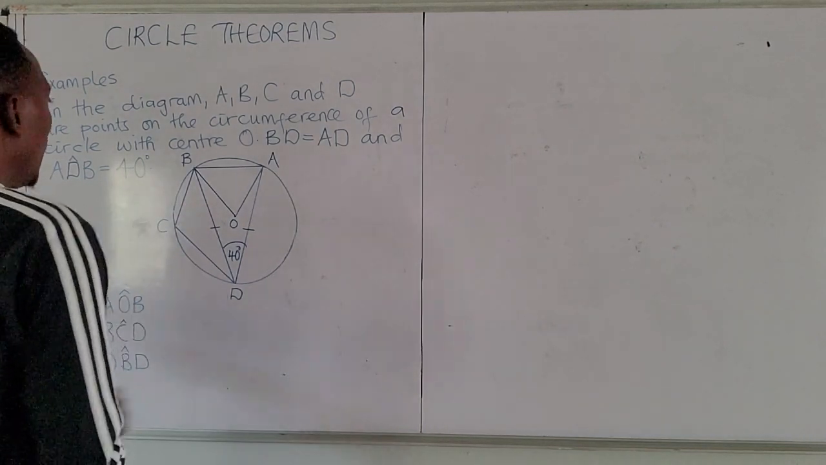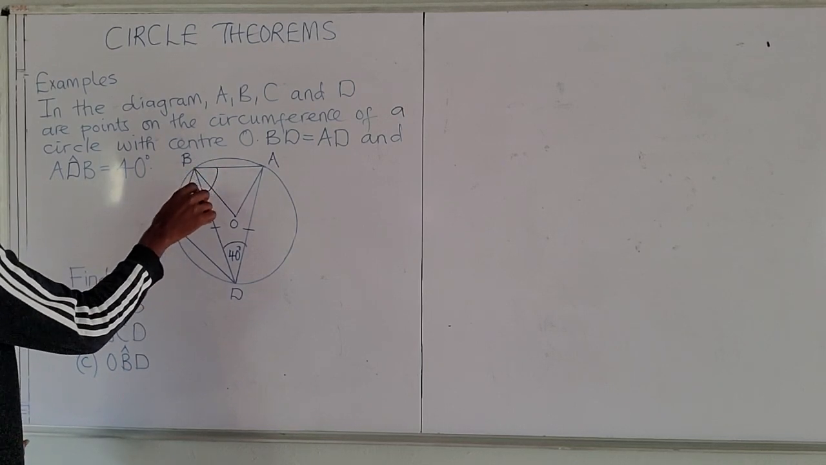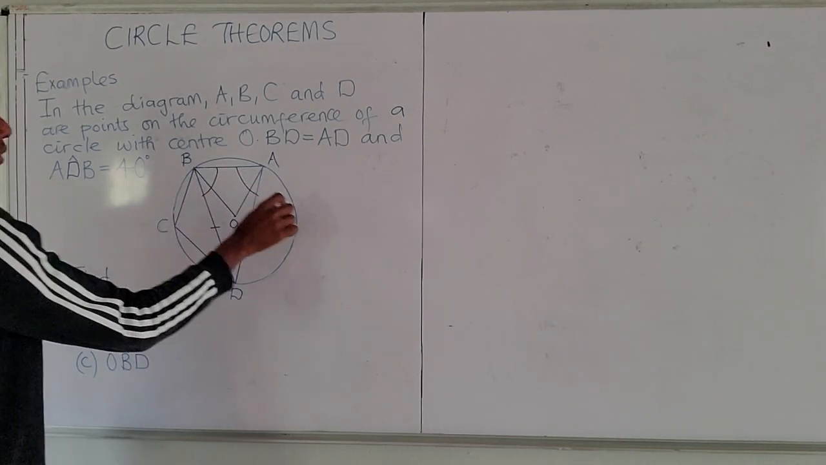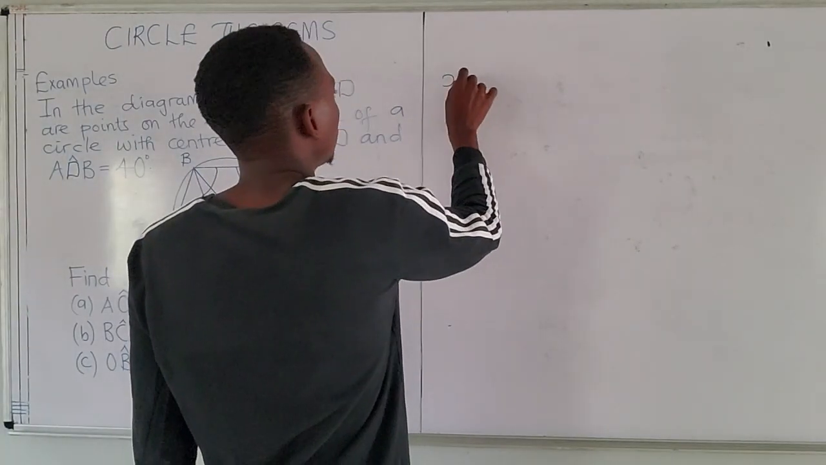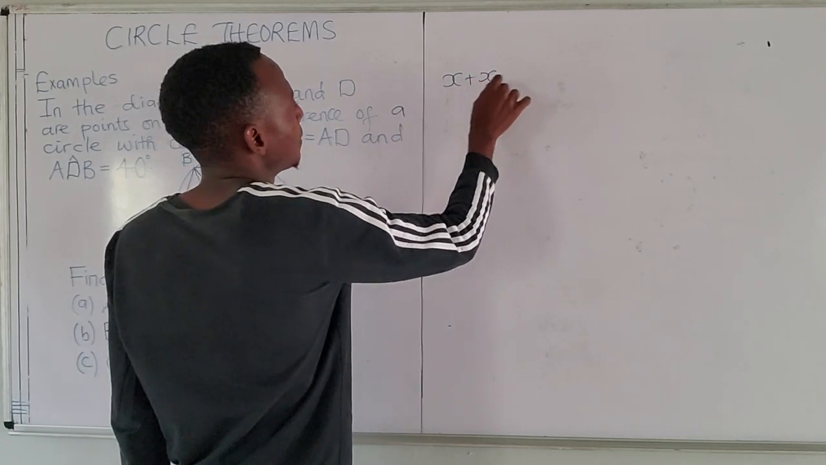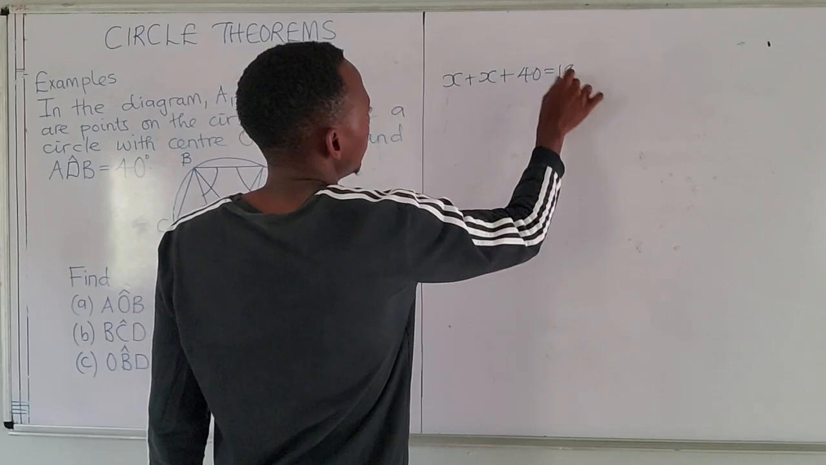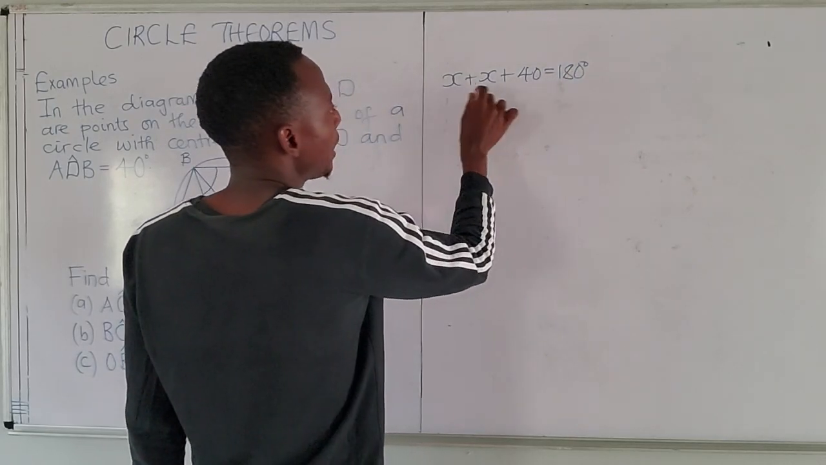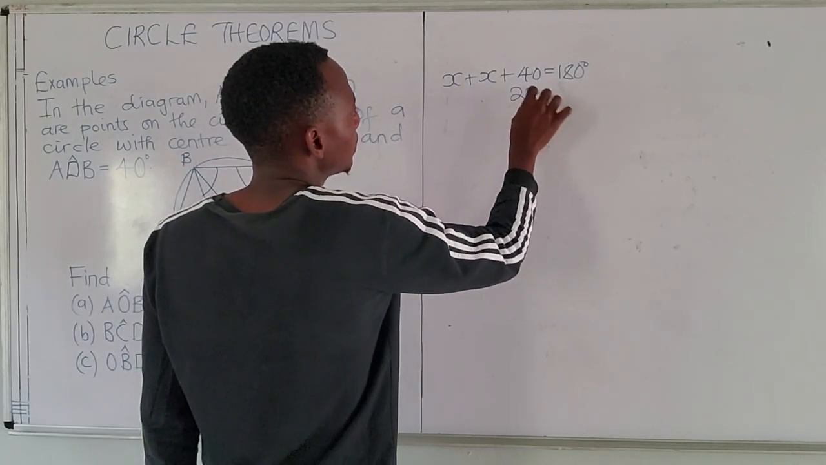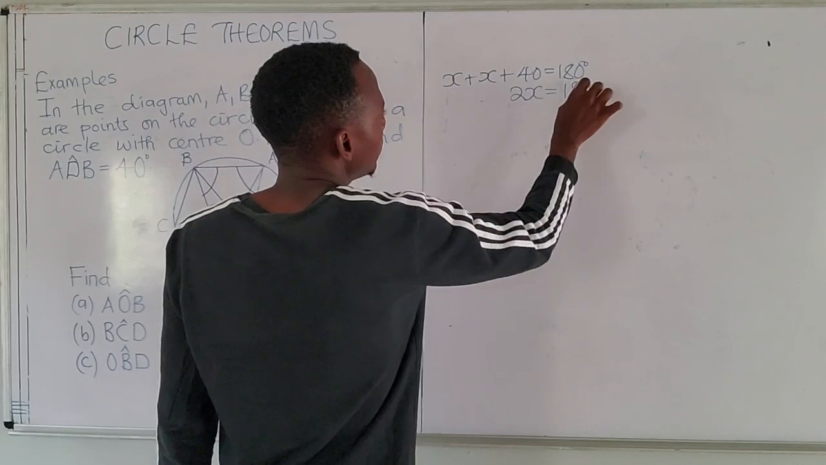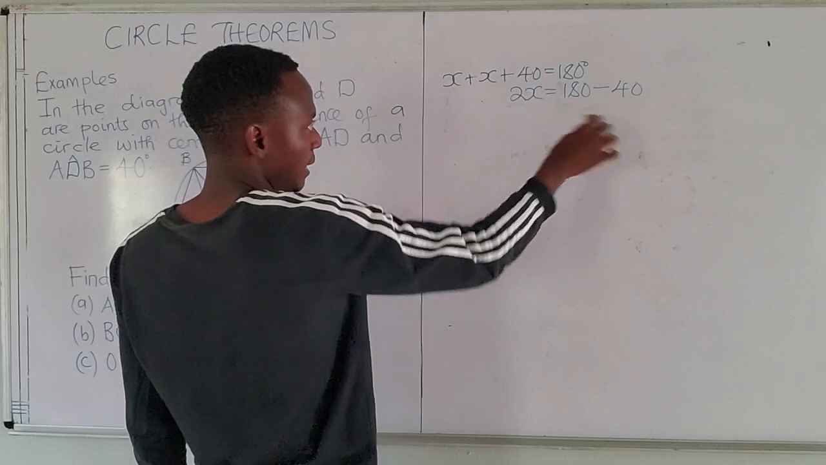So, I'll assume this angle here will be my x, and this one will also be my x. So I'll have x plus x plus 40, and this must be equal to 180 degrees. From here, when we add these, x plus x equals 2x. We group like terms, so 180 minus 40. This positive 40 goes the other side and becomes negative 40.